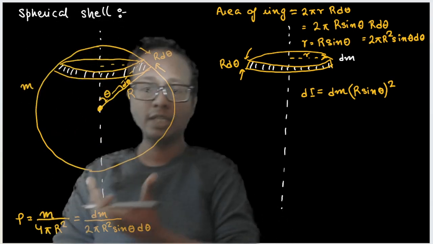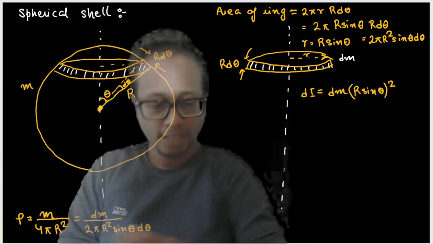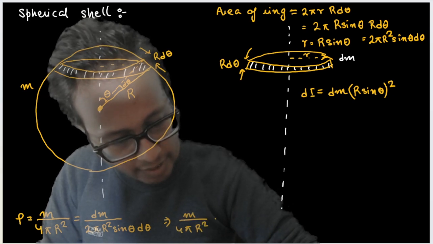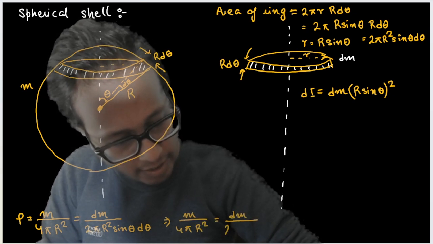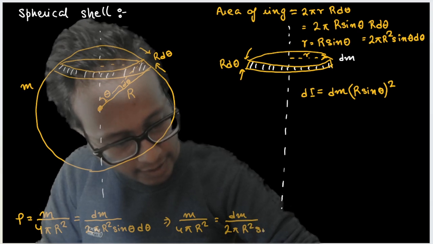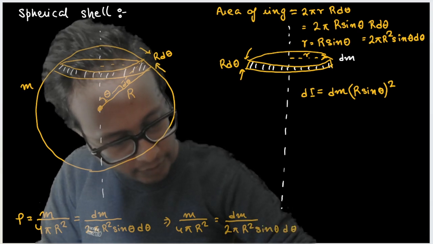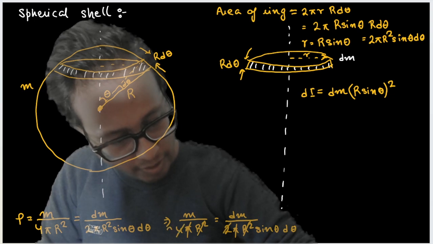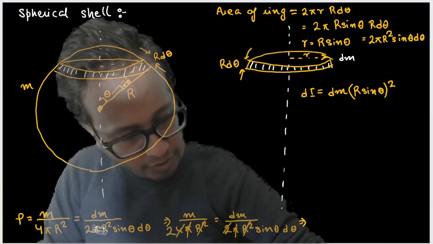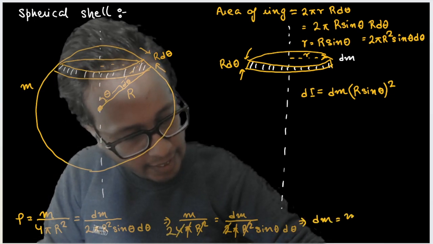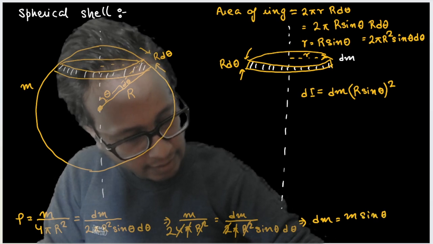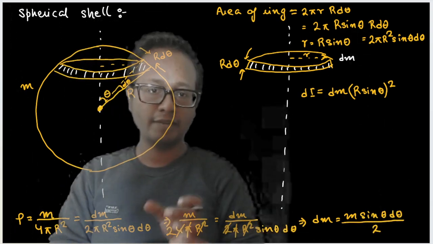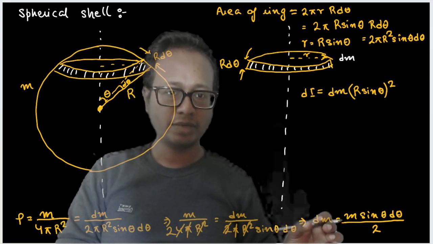Now if I take just these two terms, I get M by 4 pi R square equals dm by 2 pi R square sine theta d theta. Pi and R square will get cancelled, and 2 would come out here. So dm equals M sine theta d theta by 2, after sending sine theta d theta to the left hand side. So dm is equal to this value.